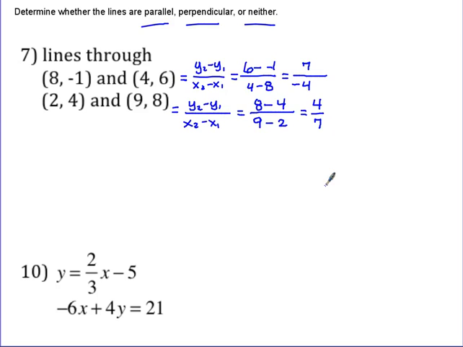Alright, so the slope of our first line is 7 over negative 4. The slope of the second line is 4 over 7. Are they exactly the same? Hopefully you said no. Are they flipped? Yes. And do they have opposite signs? Yes. So it's perpendicular.